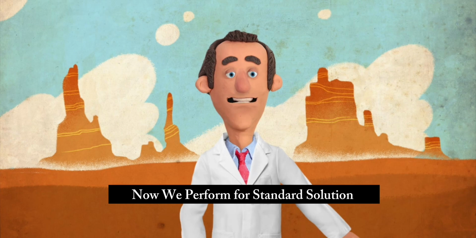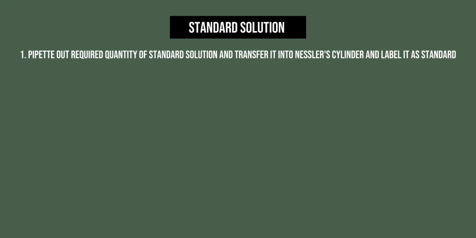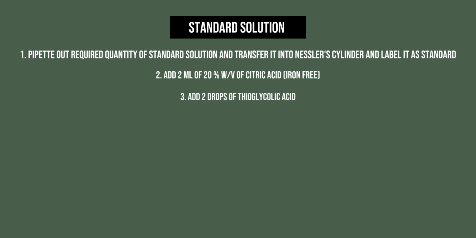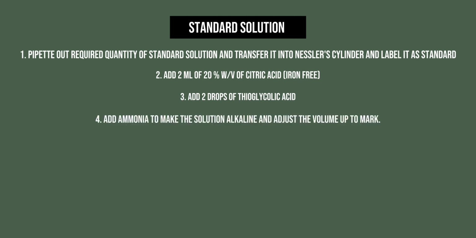Now we perform the standard solution. 1. Pipette out the required quantity of standard solution and transfer it into a Nessler's cylinder and label it as standard. 2. Add 2 milliliters of 20% w/v citric acid, iron-free. 3. Add 2 drops of thioglycolic acid. 4. Add ammonia to make the solution alkaline and adjust the volume up to the mark. 5. Keep aside for 5 minutes. 6. The color developed is viewed vertically.